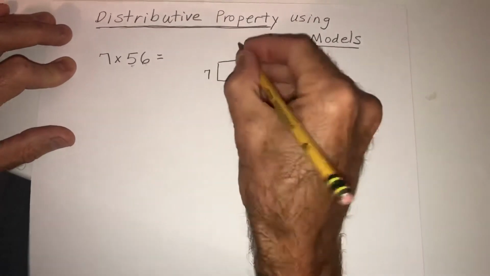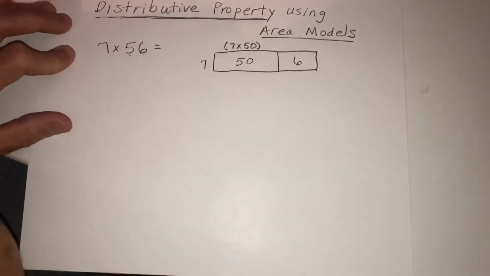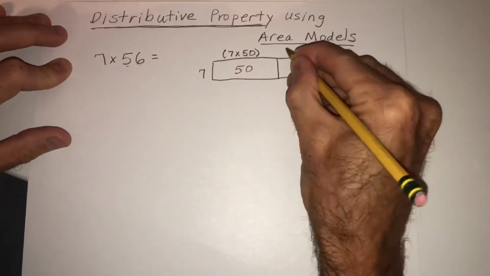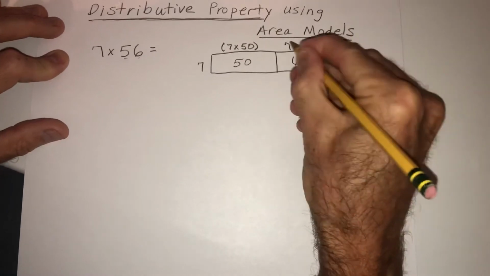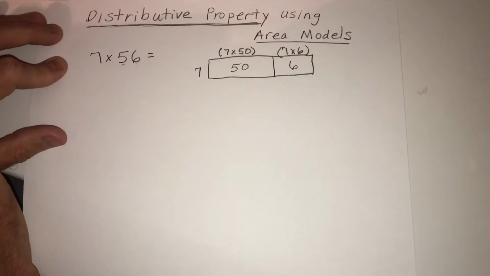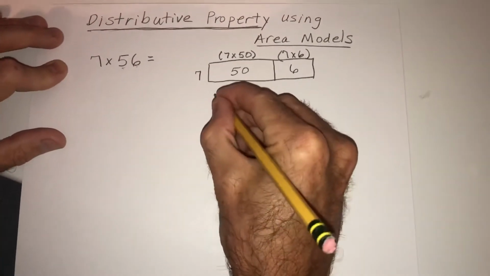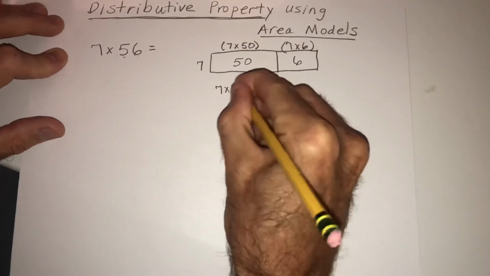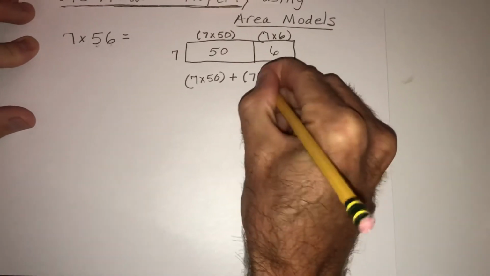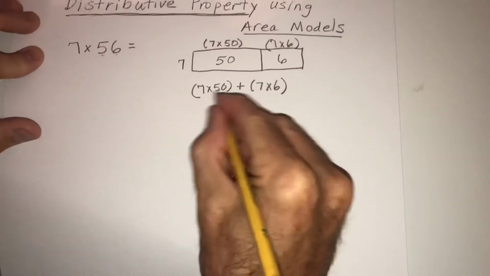And so what I would have here up on the top is 7 times 50. That's what this part is. And over here, I would have 7 times 6. That's what this part is. And then I should be able to more easily solve the problem. So basically I would have 7 times 50 plus 7 times 6.